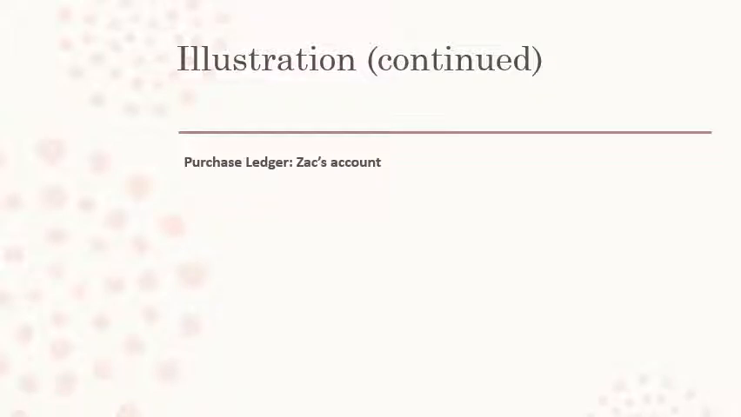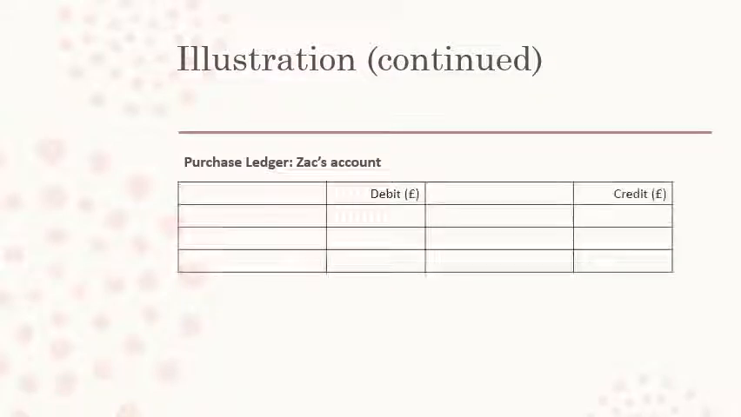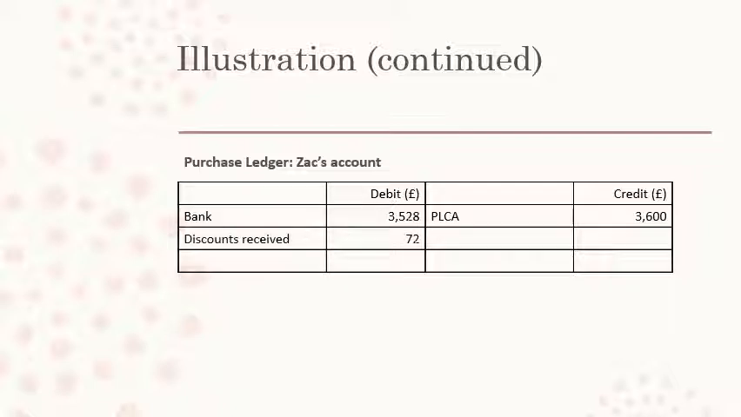If we then look at the purchase ledger for Zach's account, there will have been a recording of the original invoice, the gross amount of £3,600. On the debit side, we'll record the payment of £3,528 and the discount that's been received by the business of £72. And now the total of the debit and credit columns equal each other, and that indicates that all of that £3,600 that was owing to the supplier has now been cleared.